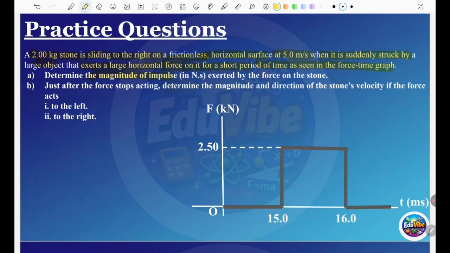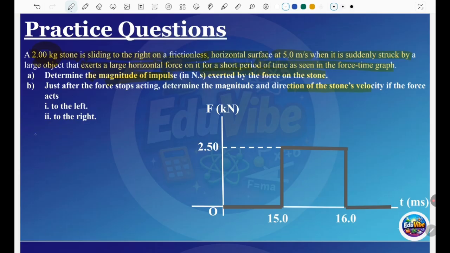The 2.0 kg stone is sliding to the right. We have to calculate the magnitude of the impulse exerted by the force on the stone, and then justify the stone's direction. Let's deal with part A first. In part A, we have to find the change in impulse, and the change in impulse is calculated by this thing.